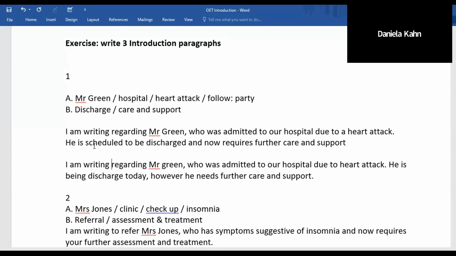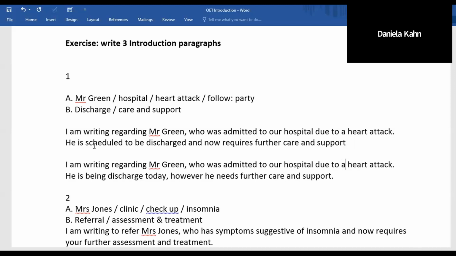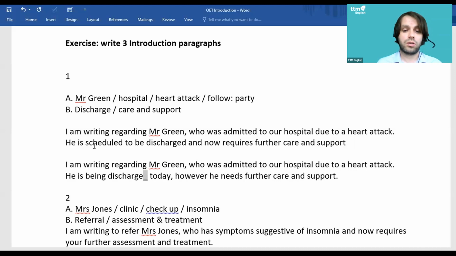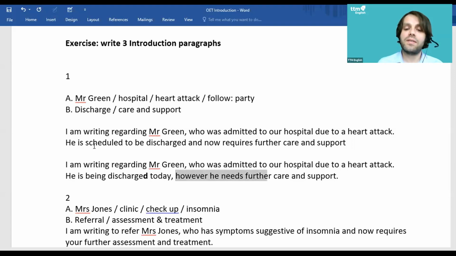Yeah. Here's another one. I'm writing regarding Mr. Green, capital G, who's admitted to a hospital due to, what do we need again, guys? A heart attack. He is being discharged. D. Today. Discharge. But don't forget the D, people who are new. What about this? However, he needs further care and support.